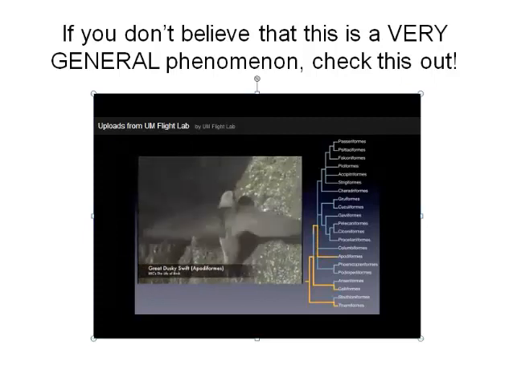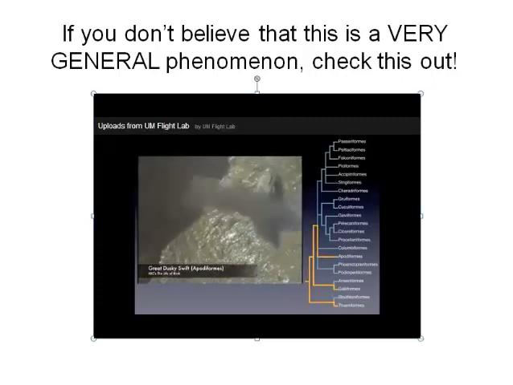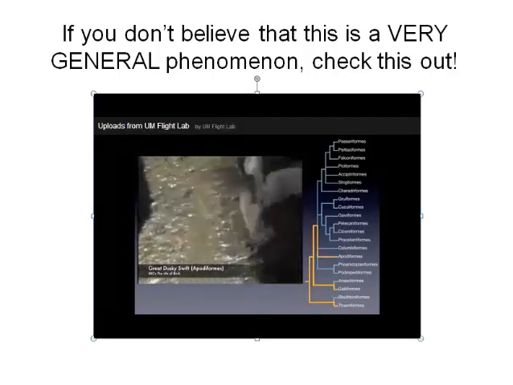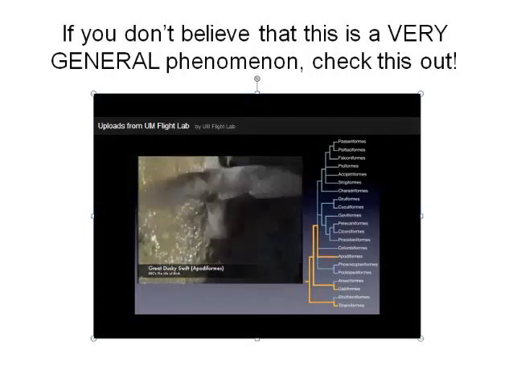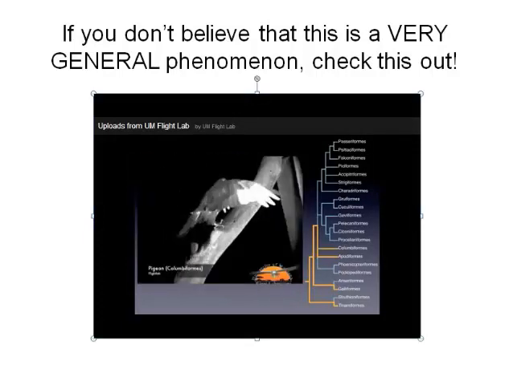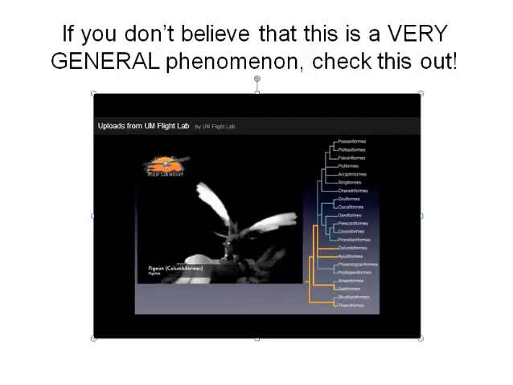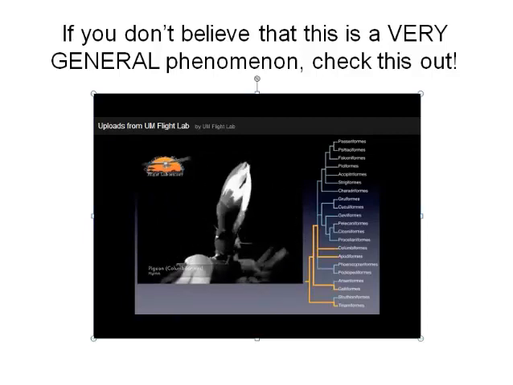Then here comes an apodiform, a great dusky swift. Look at that thing using its wing, climbing the wall. Unbelievable. Oh, there's our pigeon. Now we're in the columbiforms, right? Totally different order of birds.